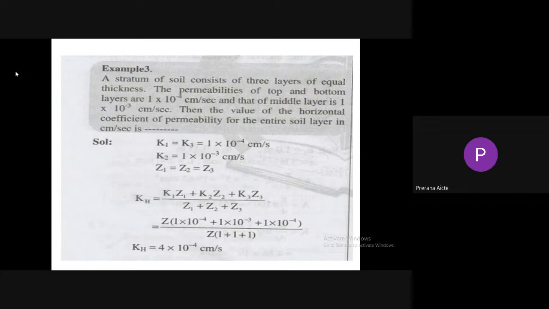K1 equals K3, and Z1 equals Z2 equals Z3. KH equals (K1 Z1 + K2 Z2 + K3 Z3) divided by (Z1 + Z2 + Z3). Here Z is common for all three equal layers. If you take Z common, the remaining terms appear in the bracket. So Z cancels here. KH equals 4 into 10 power minus 4 centimeter per second.